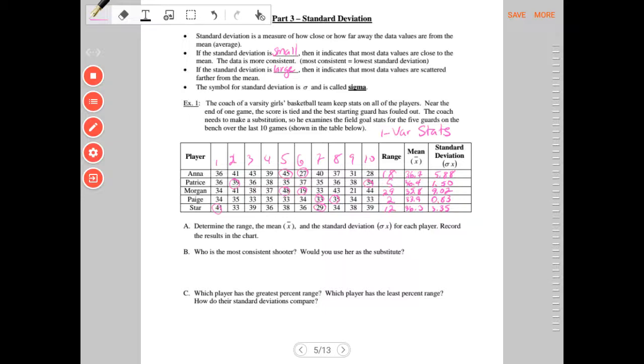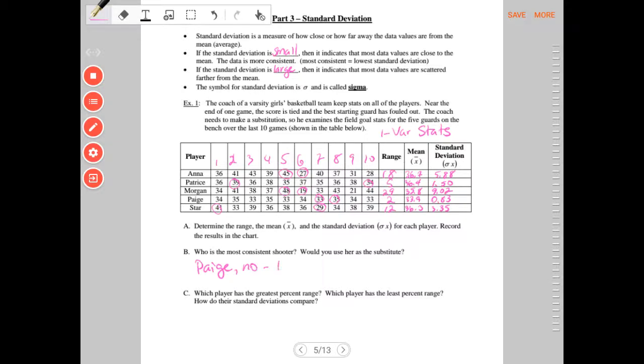Alright. Part B. Who is the most consistent shooter? Remember, most consistent equals lowest standard deviation. So the lowest standard deviation belongs to Paige. Okay, would you use her as the substitute? Well, although Paige is extremely consistent, she is actually the lowest scoring of the remaining players on the bench, so I would probably not use Paige as my substitute.